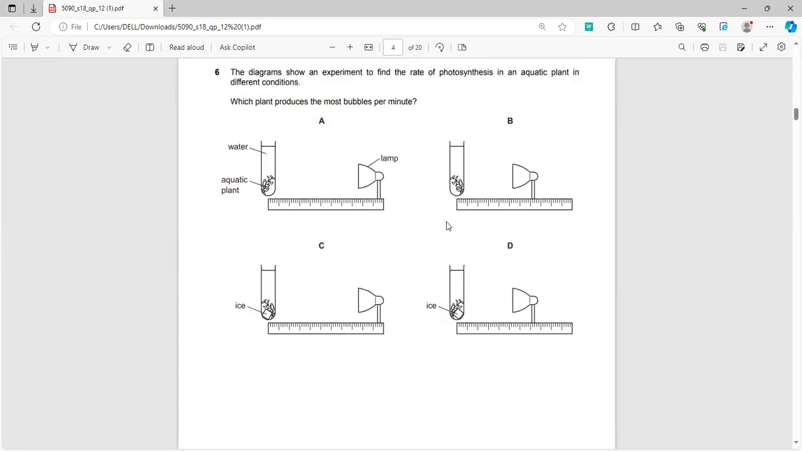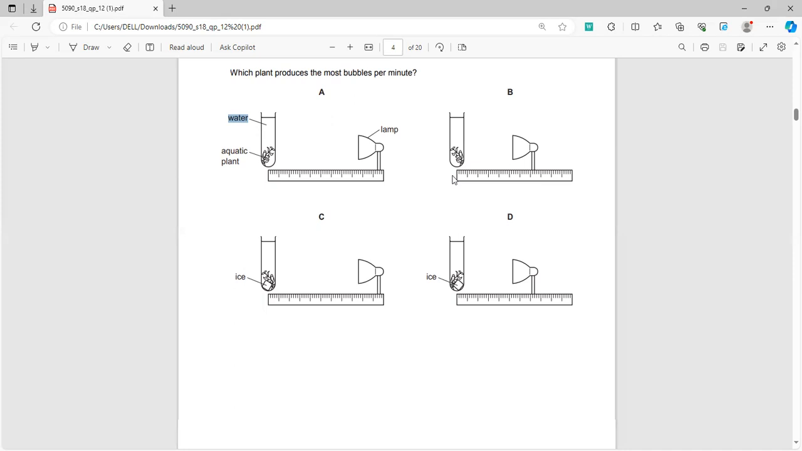Now in question number 6, they ask which plant produces the most bubbles per minute. The most bubbles will be produced by the plant which photosynthesizes the most. So the plant which receives an adequate amount of light and has a suitable temperature will produce the most bubbles. In this case the answer is B, because the light is closest in option B.